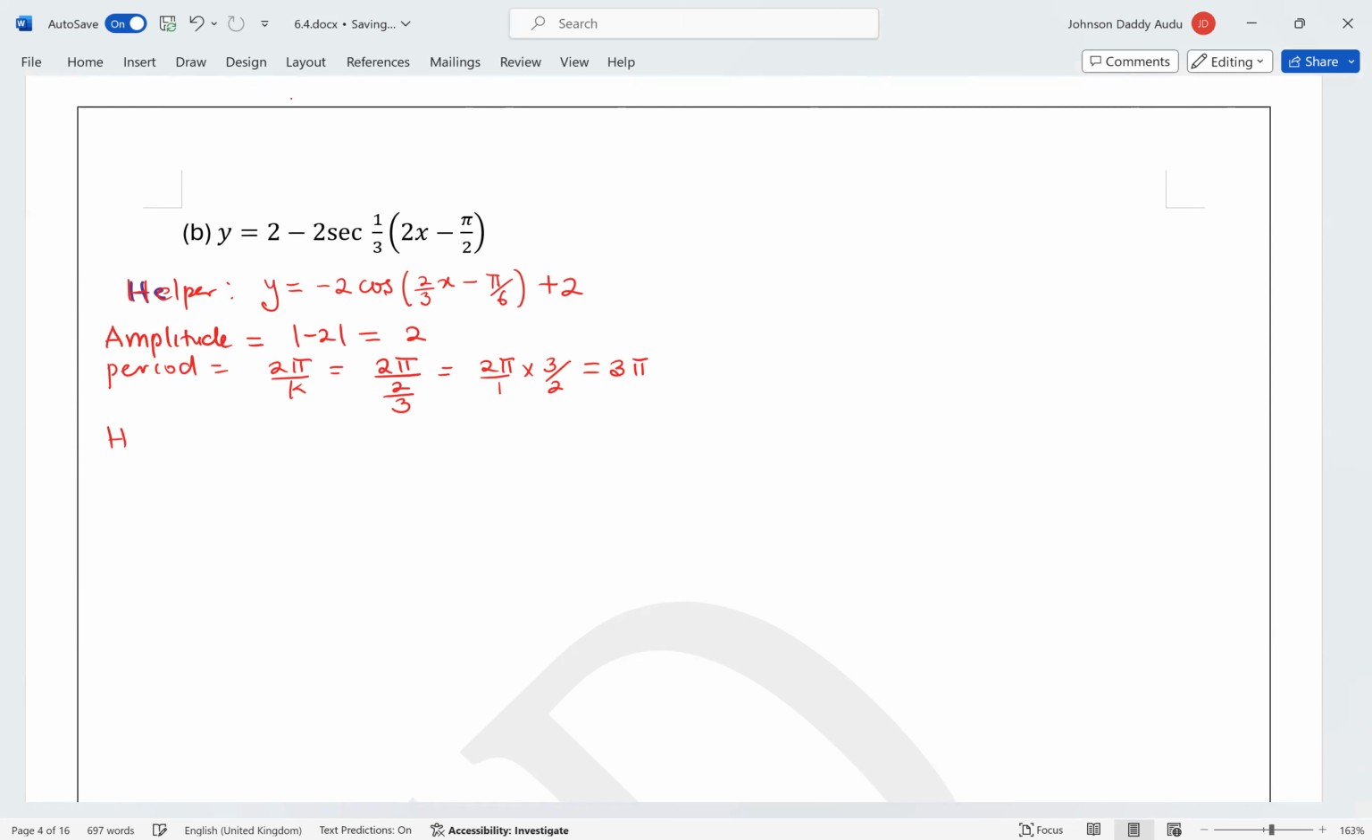Now, the horizontal shift is x equals minus b over k. This is going to be what? Minus, then you have minus pi over 2, which is our b, divided by k, which is 2 over 3. So this is going to be plus now. So this is pi over 2 times what? 3 over 2. And this is 3 pi over 4.